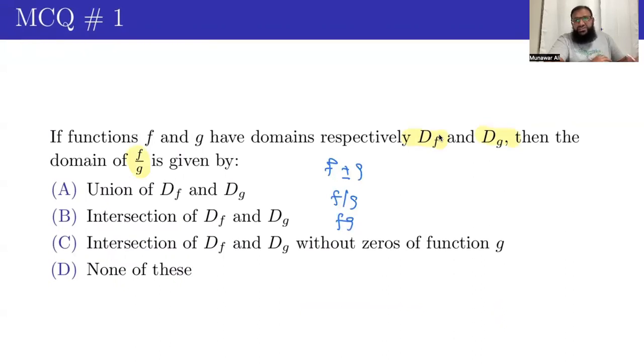But the problem is when you have division, so you are not supposed to take those values where g becomes 0. So if there is a function g and at some point g becomes 0, that's not an issue in the domain. But if g is in the denominator, that's an issue. So without any further thinking, the correct option is C. It's the intersection of domain df and dg without zeros of function g.